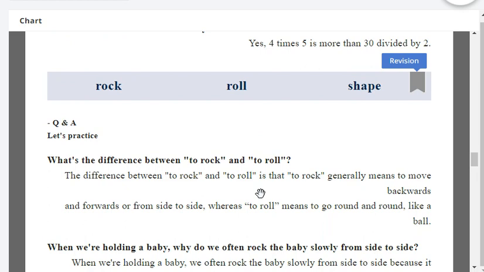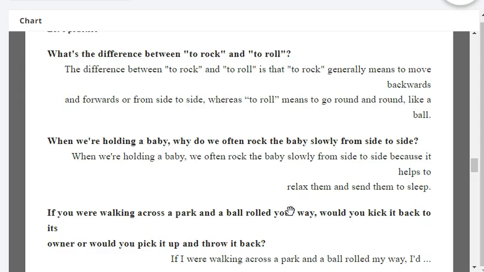What's the difference between to rock and to roll? The difference between to rock and to roll is that to rock generally means to move backwards and forwards, or from side to side, whereas to roll means to go round and round like a ball. Very good. Okay.